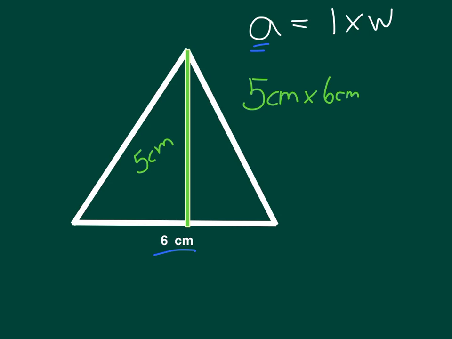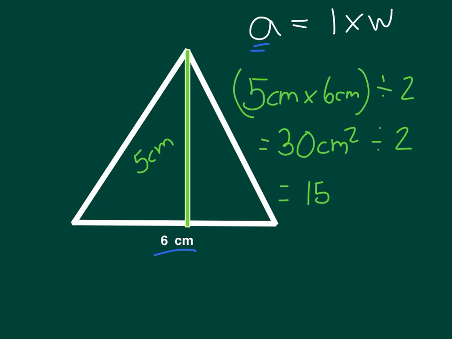And that would be great if I had a full rectangle, but remember what we said? The area of my triangle is the area of a rectangle divided by 2. So once I solve this, I then have to divide by 2. So that means that the area of this triangle is 5 centimeters times 6 centimeters, which is 30 centimeters squared divided by 2. So the area of this triangle equals 15 centimeters squared. Not bad, right? I used what I knew already about a rectangle, and I used that to find the area of this triangle.